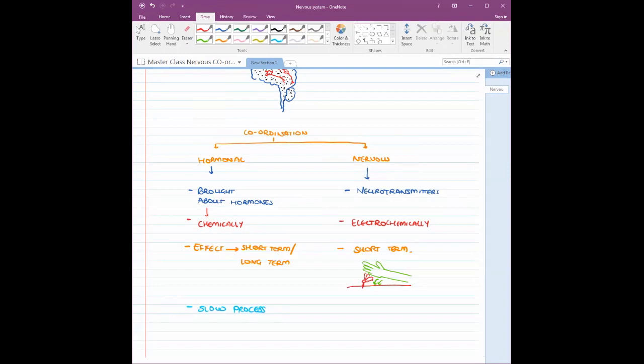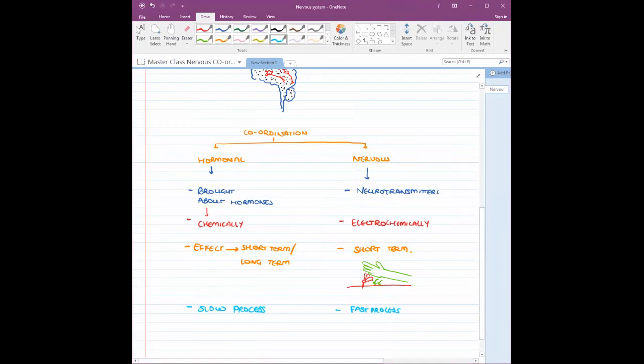So guys, in order for this thing to happen, it requires certain time because you don't have ready-made hormones every time. They have to be made to order, right? That is why this is going to be a slow process. But when we talk about nervous coordination, if you want to slap the mosquito, are you going to wait for a long time? No, it's going to be instantaneous. So this is going to be a really, really fast process.